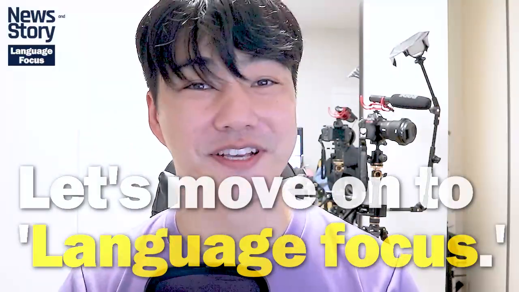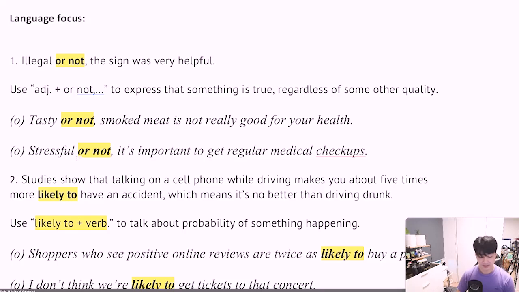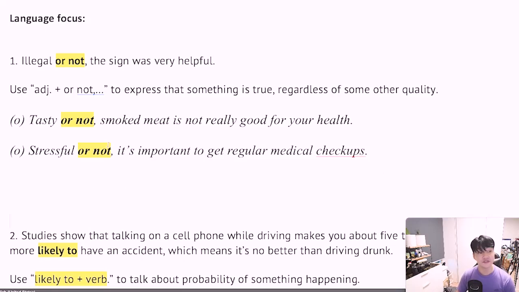Let's look at language focus. Number 1. Illegal or not, the sign was very helpful. As I've highlighted here, it is "adjective or not". We use "adjective or not" to express that something is true regardless of some other quality.